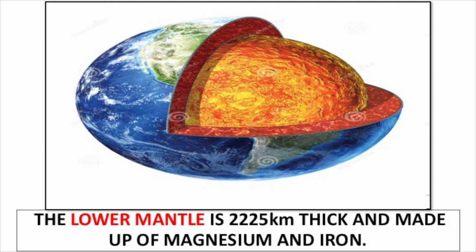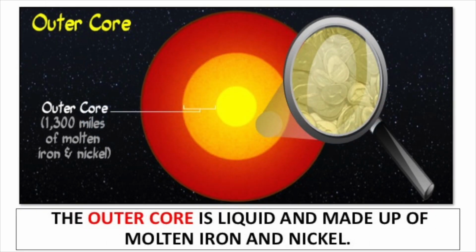The lower mantle is 2,225 kilometers thick and made up of magnesium and iron. Yes. And then we get to the core. Well, first of all, the outer core. The outer core is this orange part here. The outer core is liquid and made up of molten iron and nickel. Yes, a type of metal called nickel.